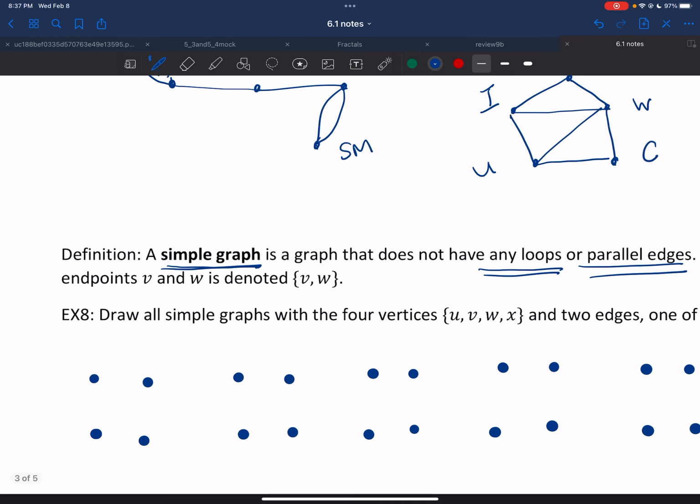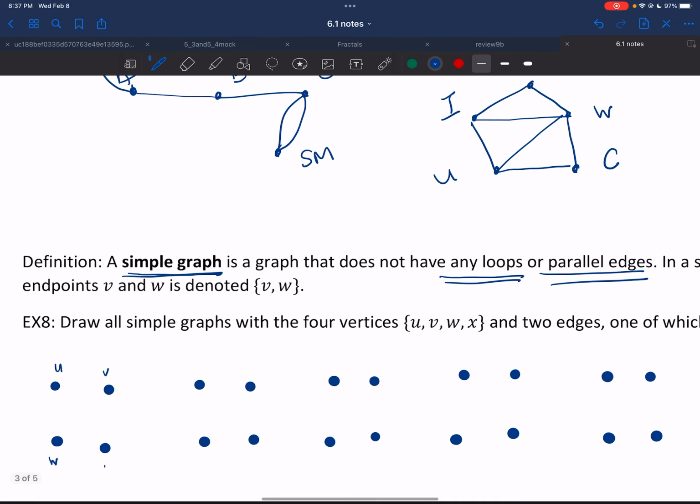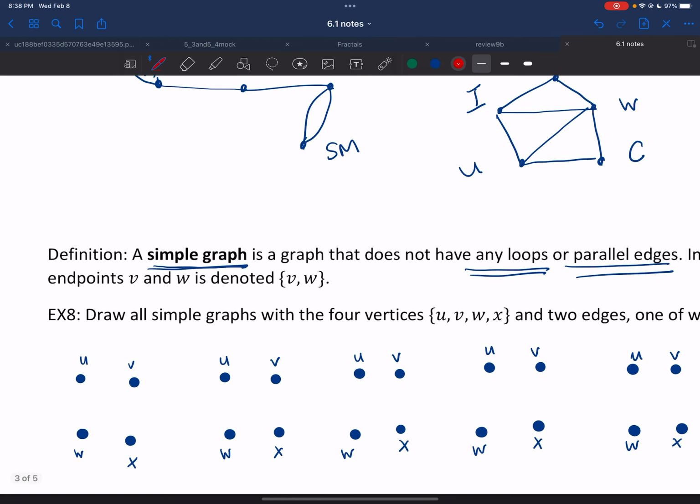So u, v, w, x on each of the four. All right, let's take a look here. All of my UVs have to be connected because it says so, right? It tells us that those two are going to be connected on all of these. So I'm going to go ahead and get those all connected.